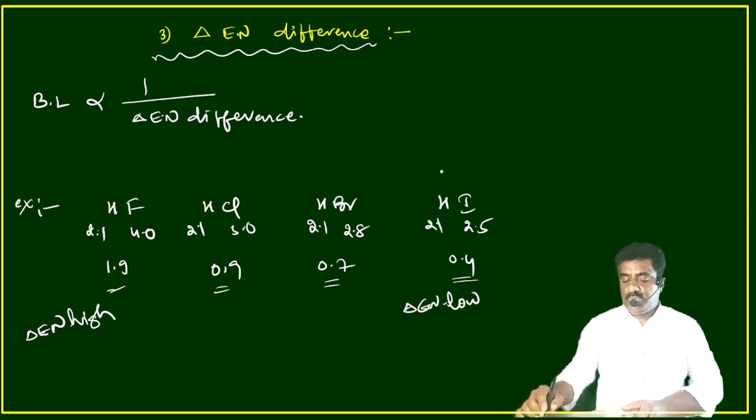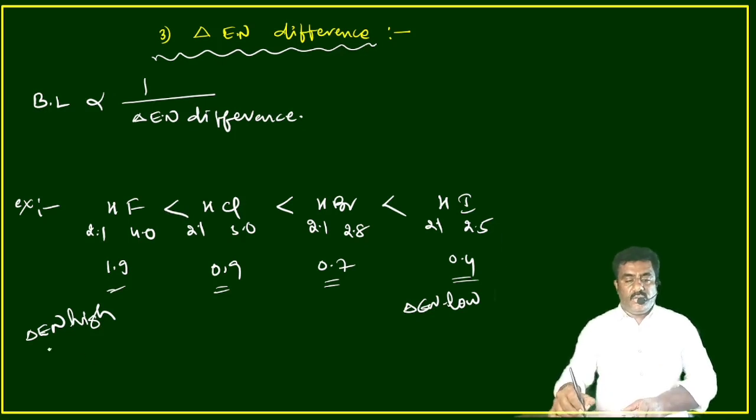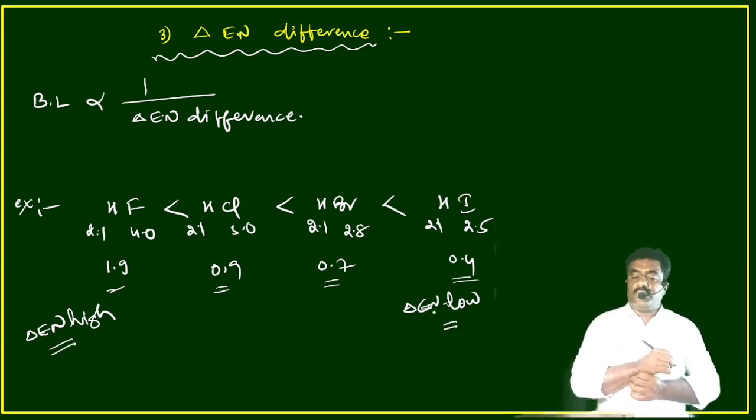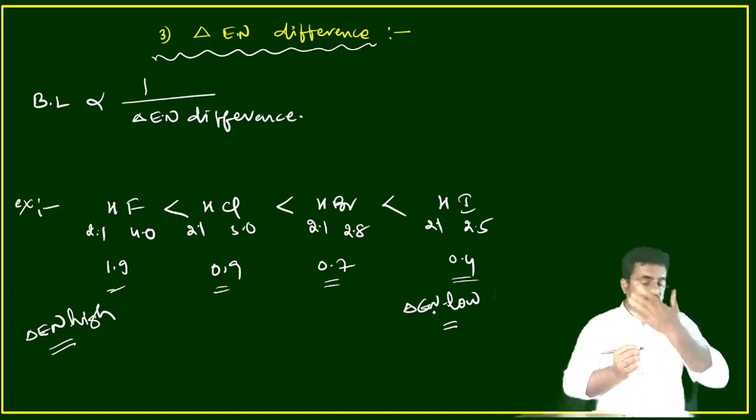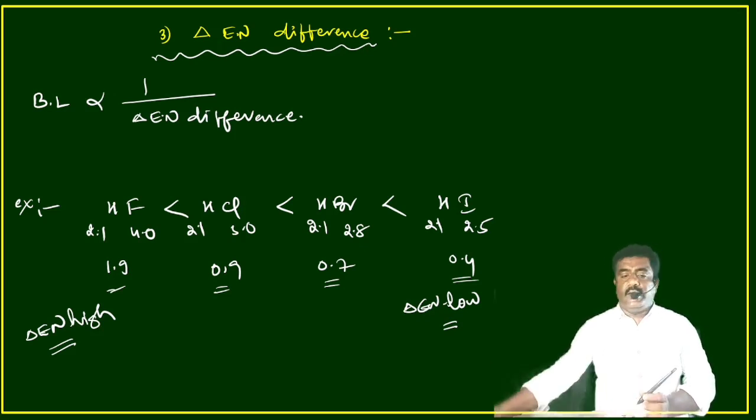Which has low, that has more bond length. After that, hydrogen bromide, hydrogen chloride, hydrogen fluoride. So delta EN is high for HF and low for the others, around 0.4. This is the relation between electronegativity difference and bond length.